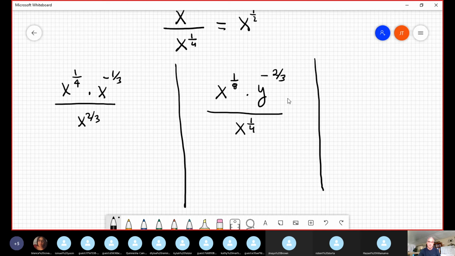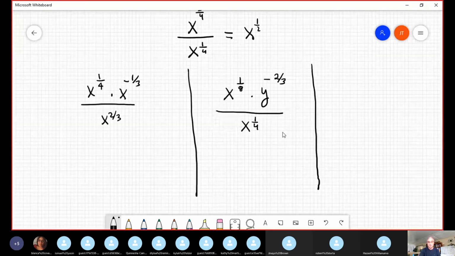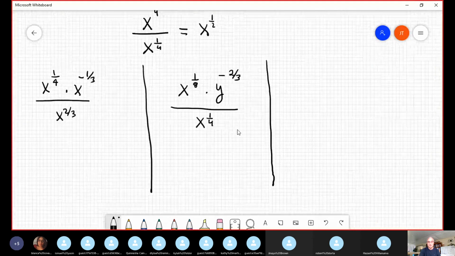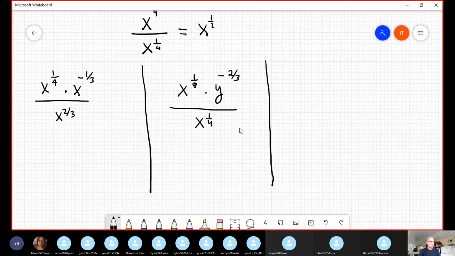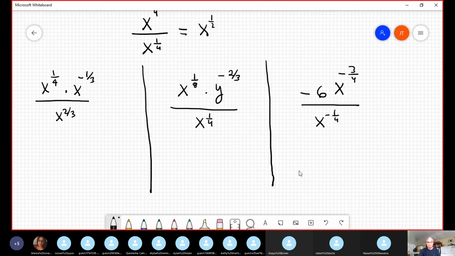And one more important thing: in this problem, when you write the final answer, you never use a negative exponent. You need to avoid it; the final answer never contains a negative exponent. It's not acceptable to use negative exponents. The third one: negative 6 x to the negative 3 over 4 divided by x to the negative 1 over 4. Okay, please copy that.